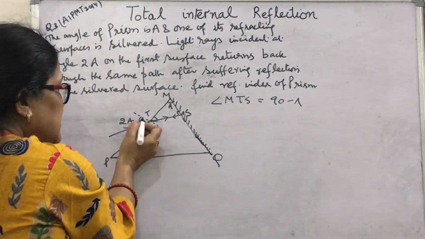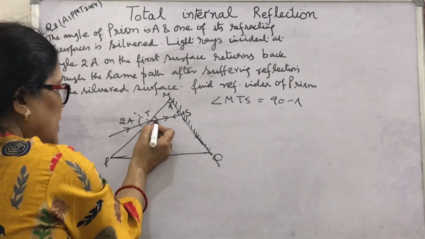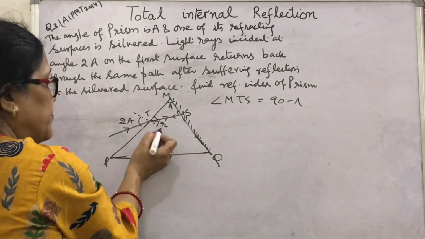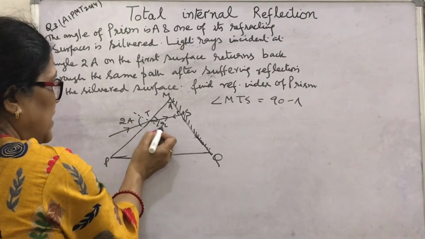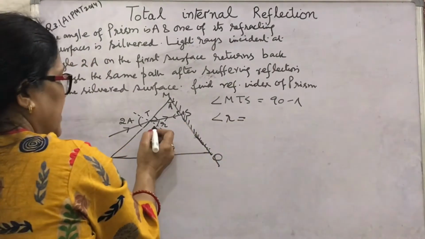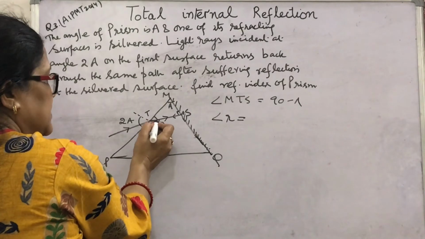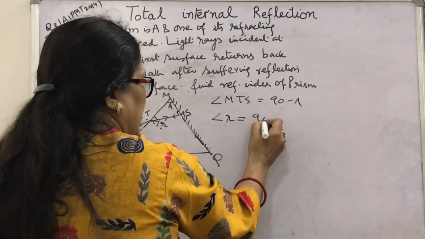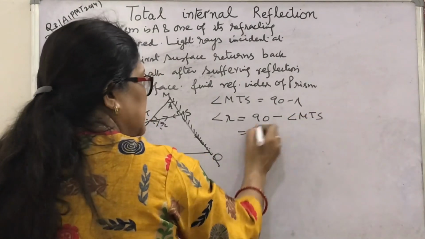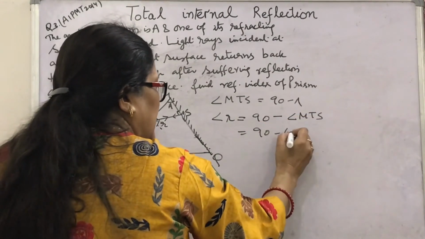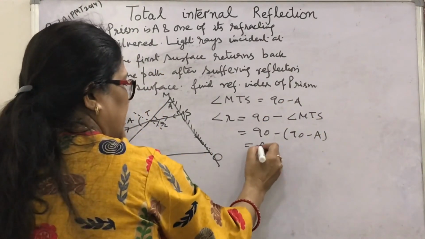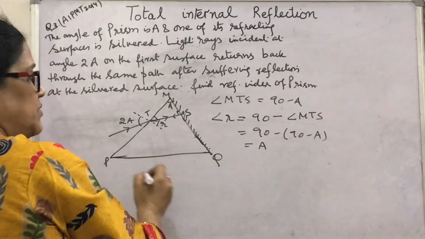This total is R, this 90 degree, then what will be the angle R here? Angle R means angle of refraction, between normal and refracted ray. So what will be the angle R here? Look here, 90 minus this one. You will write here 90 minus angle MTS, that is 90 minus 90 minus A. Okay, so the angle of refraction is also A.